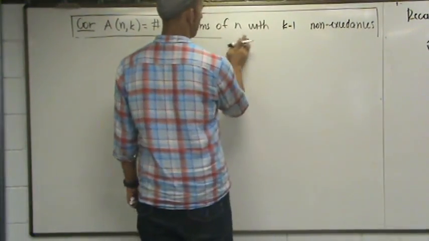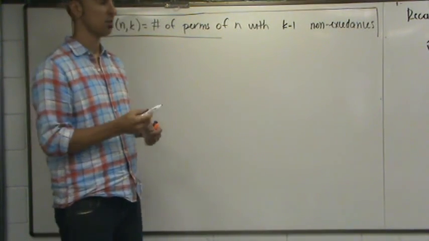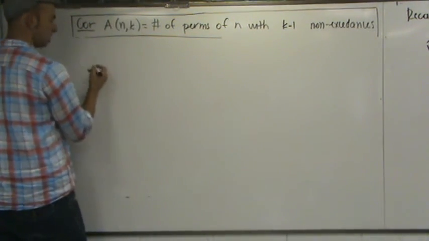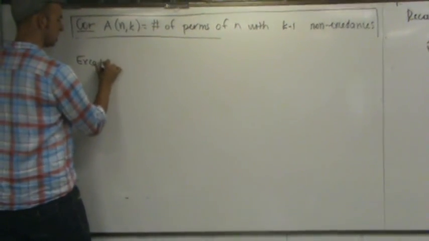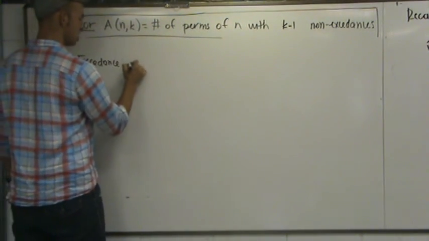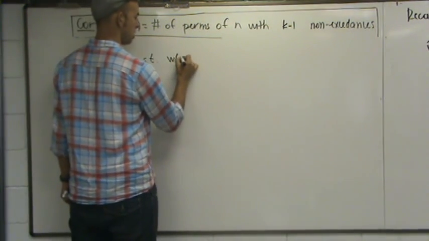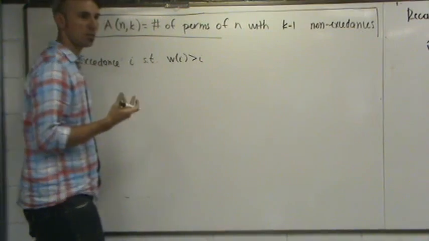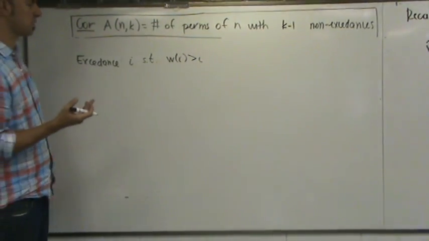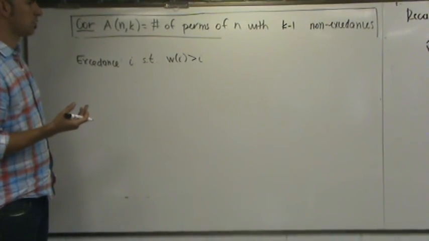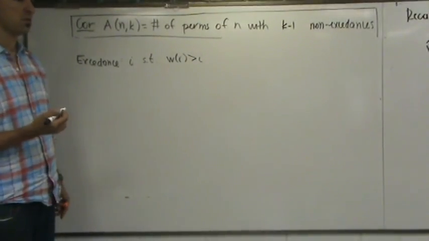But actually, instead of counting non-exceedances, I could also count exceedances. So what's an exceedance? It's an I such that W of I exceeds I. That's why it's called an exceedance. So maybe this is more natural than that. Okay. So do you think I can replace non-exceedances by exceedances and get the same answer?